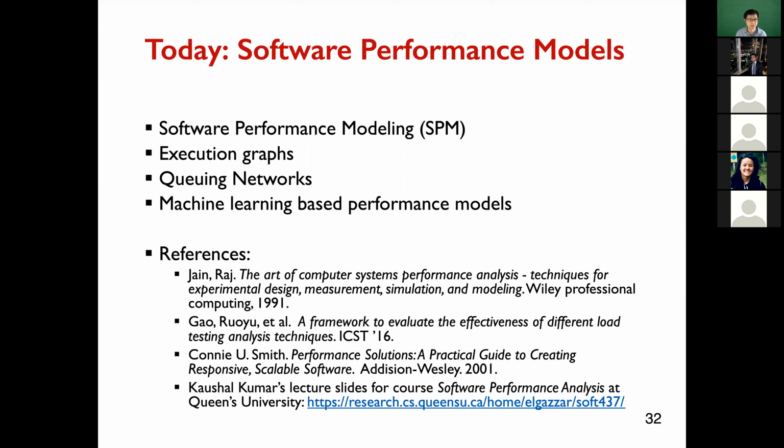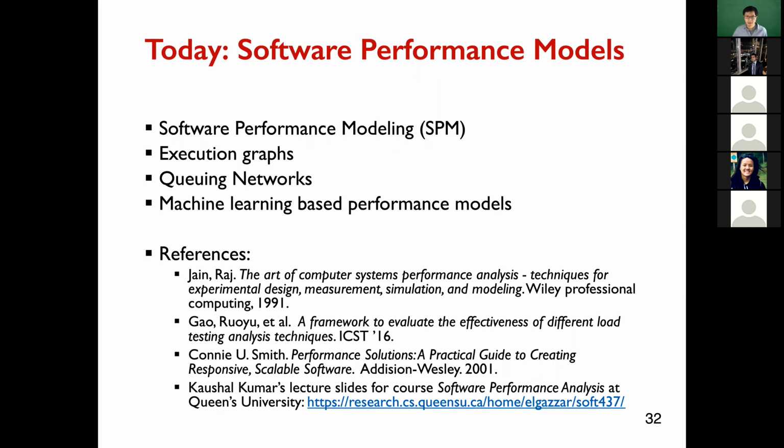The first type is execution graphs or execution models. And we will talk about queuing network models. And finally, we talk about machine learning based performance models. There are lots of references you can check. There are a few books and conference papers and also lecture slides from another professor.